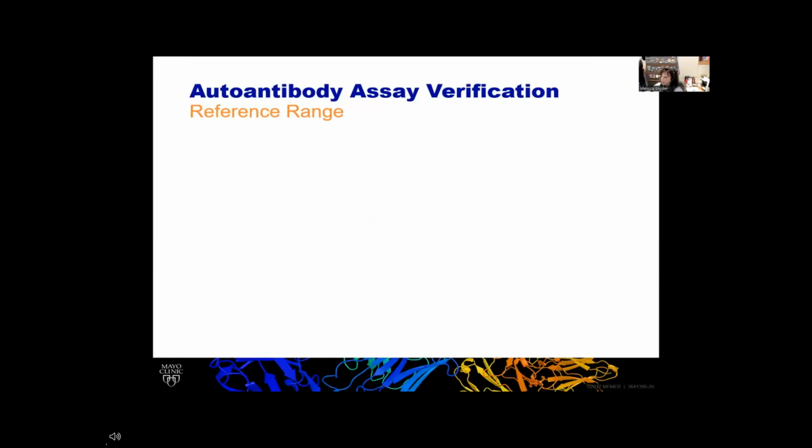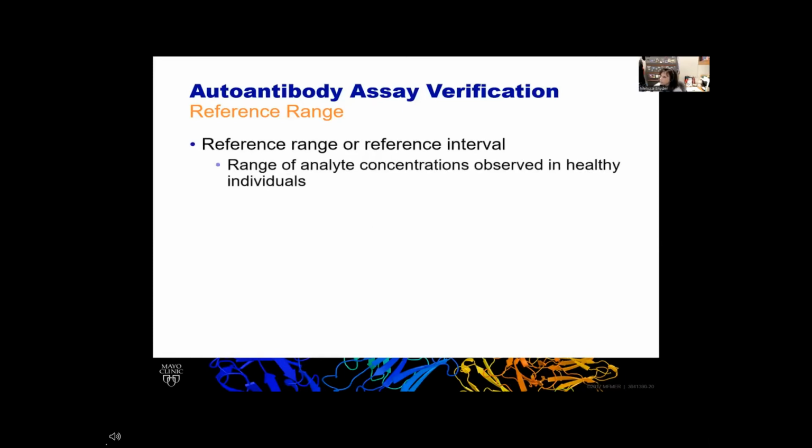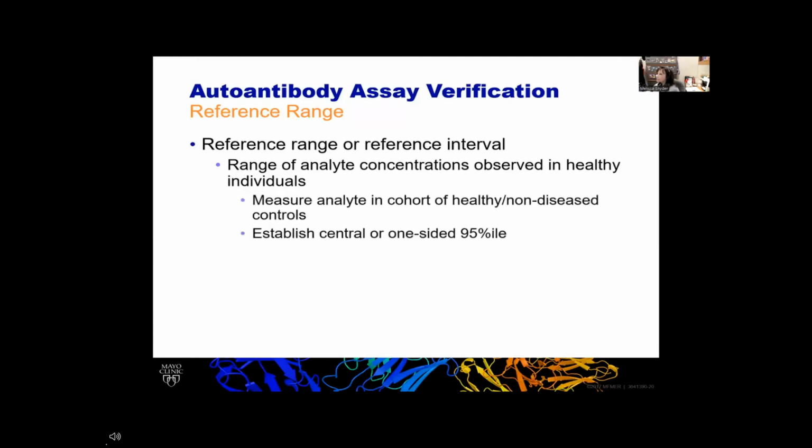Now let's move into reference range. So reference range or reference interval, another terminology, is the range of analyte concentrations that you would observe in healthy individuals. So generally speaking, we would measure the analyte concentration in a cohort of healthy or non-disease control individuals, and then establish a central or one-sided 95th percentile.